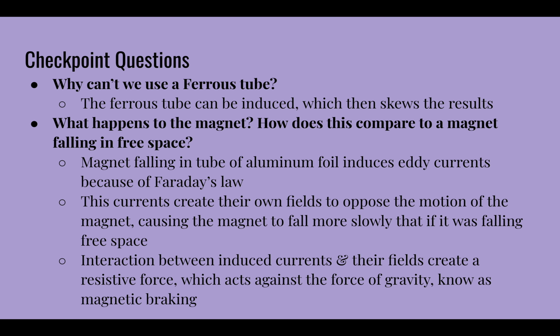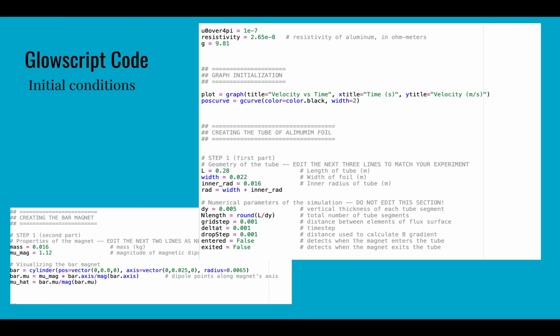So for checkpoint questions, why can't we use a ferrous tube? The ferrous tube cannot be induced, so the results will not be the same. And what is happening to the magnet, and how does it compare to a magnet falling in free space? The magnet falling in the tube of aluminum foil induces an eddy current, or induced current, because of Faraday's law. These currents create their own fields to oppose the motion of the magnet, causing the magnet to fall more slowly than if it was falling in free space. So this interaction between induced currents and their fields creates a resistive force, which acts against the force of gravity, known as magnetic braking.